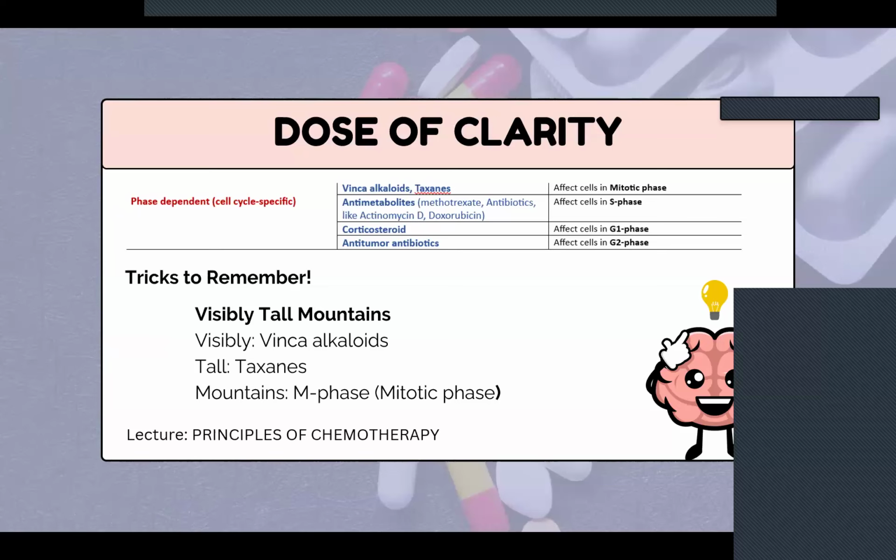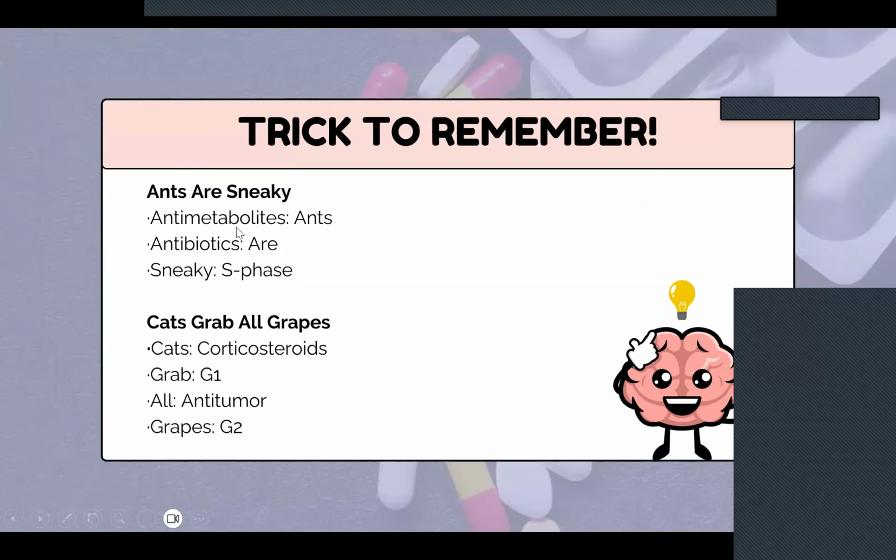And you need to remember the drugs and which phase of the cell cycle they affect specifically. A few other ways to remember: "ants are sneaky". So antimetabolites, the other A stands for antibiotics. Sneaky, the S stands for S phase. And "cats grab all grapes": C for corticosteroids, grab for G1, A for antitumor, and the other G for G2. So hope these tricks help you remember them, inshallah.